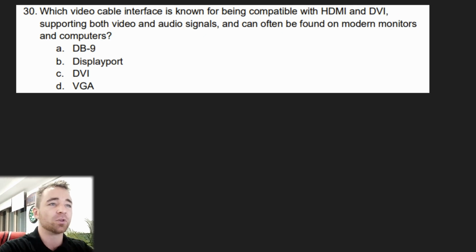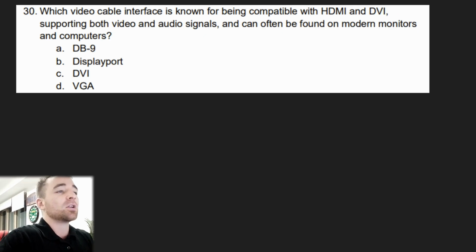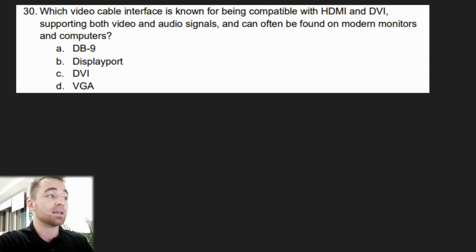Okay. Another one for you. It reads, which video cable interface is known for being compatible with HDMI and DVI, supporting both video and audio signals, and can often be found on modern monitors and computers? A, DB9, B, DisplayPort, C, DVI, D, VGA. The correct answer, pause if you need to, is coming up now.